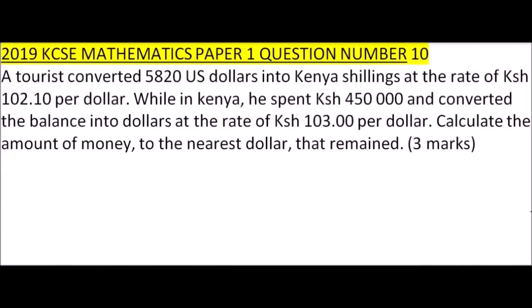So number 10, 2019 paper 1, we are told a tourist converted $5,820 US into Kenyan shillings at a rate of 102.10 Kenyan shillings per dollar, while in Kenya he spent 450,000 Kenyan shillings and converted the balance into dollars at the rate of 103.00 per dollar. Calculate the amount of money to the nearest dollar that remained. You get yourself 3 marks.